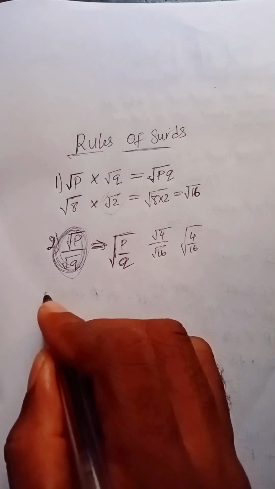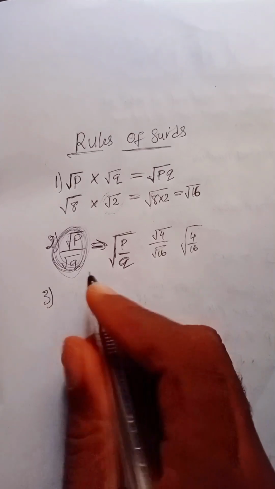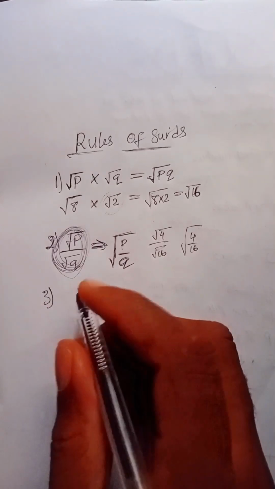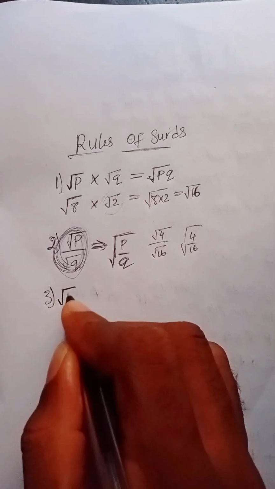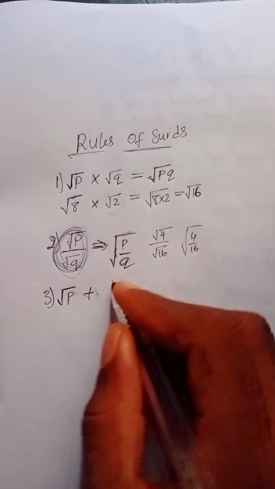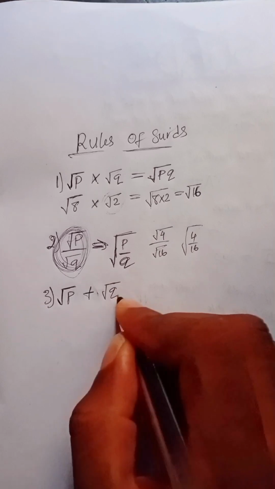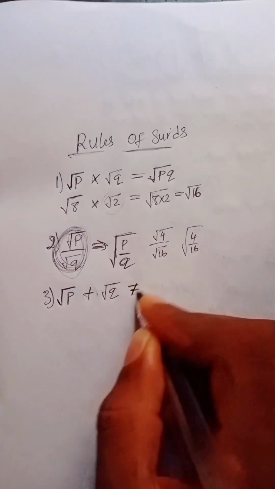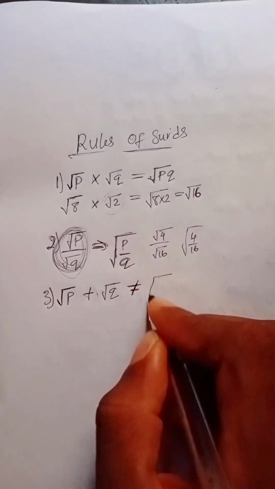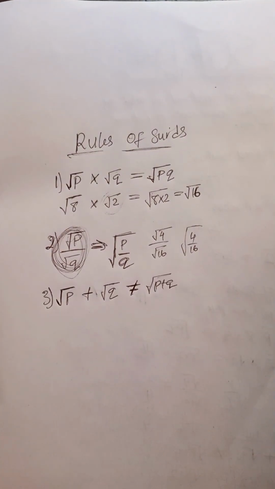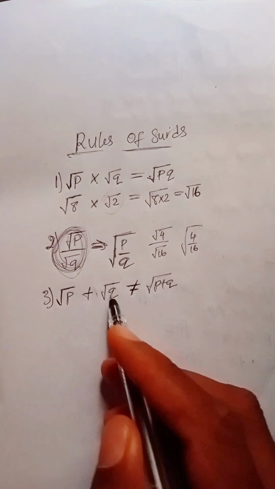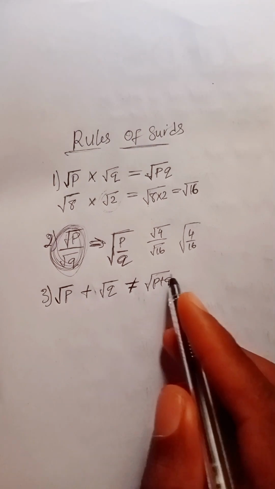Then the third rule is the addition rule. Root p plus root q is not equal to root p plus q. So two separate surds cannot be added in a single root. This is a surd, this is a surd. They cannot be added in a single root.